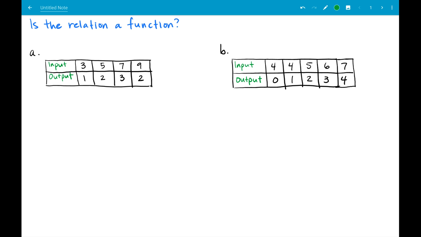In this video, we will talk about how you can tell if a relation is a function. A relation is a pairing of a set of inputs with a set of outputs. Every function is a relation, but not every relation is a function, and that's what we need to determine. Are these relations functions? We know that a relation is a function if every input has exactly one output.